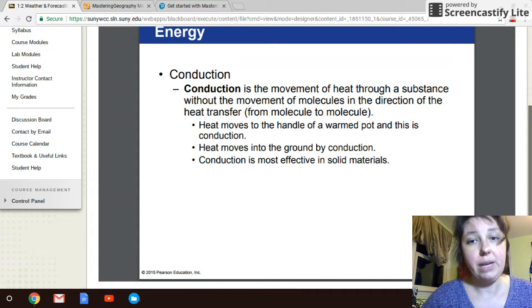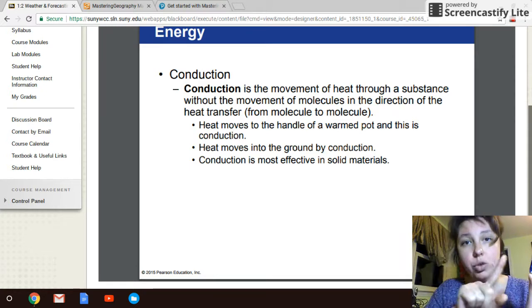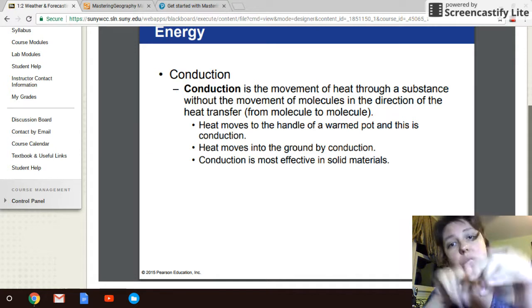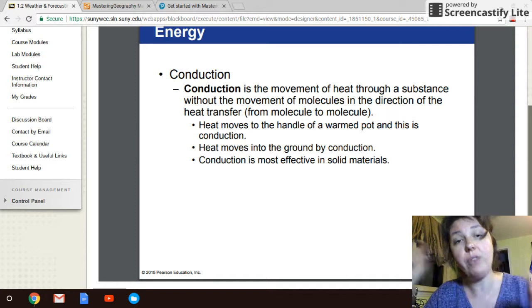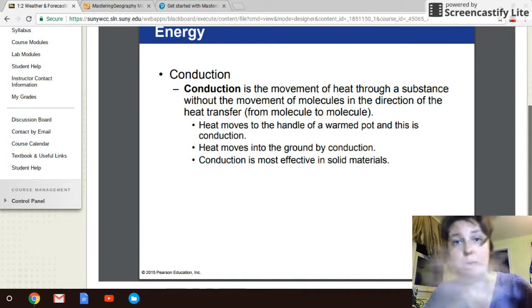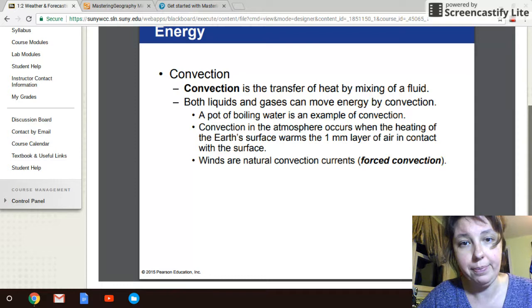So let's take, for example, a spoon. If I take a spoon and I put a heat source on one end, it will transfer that heat molecule by molecule. So this molecule will start to vibrate and it'll bump into this molecule, and it'll do this molecule to molecule on down to the far end of the spoon, and I can feel the heat from this heat source moving down the spoon through the molecules. This is a conduction energy activity.